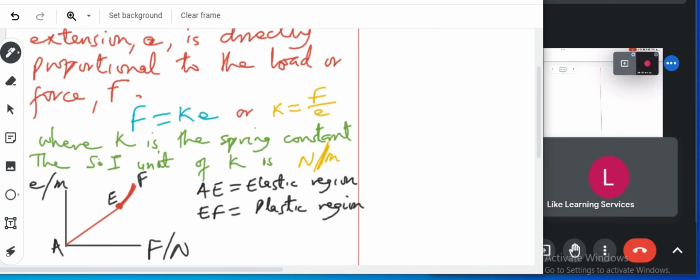So when you stretch a string and it is still within its elastic limit, it can return to its original length after releasing the load. But once it enters the plastic region, it doesn't return fully to its original length after the load is removed. So we say that it has been permanently deformed. You know what I'm talking about? Yeah. Okay, of course, E is the limit of proportionality, the elastic limit.